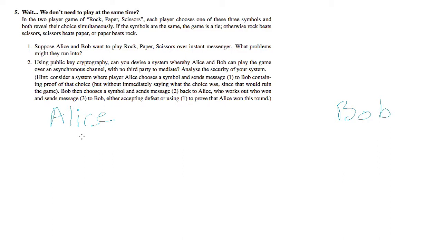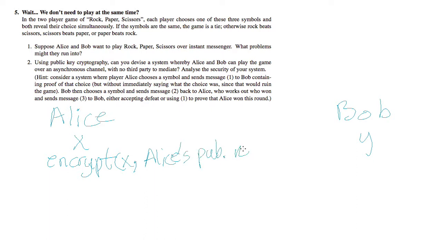So Alice is going to choose X, Bob is going to choose Y. Then Alice is going to encrypt X with her public key. So it's going to be encrypt X with Alice's public key. And then Alice is going to send this to Bob.